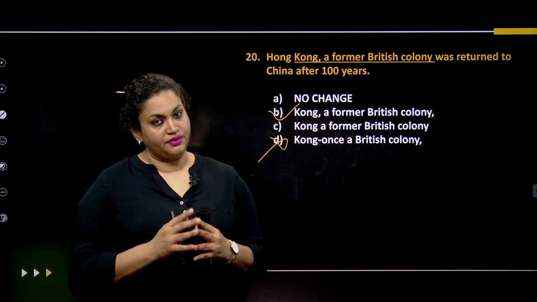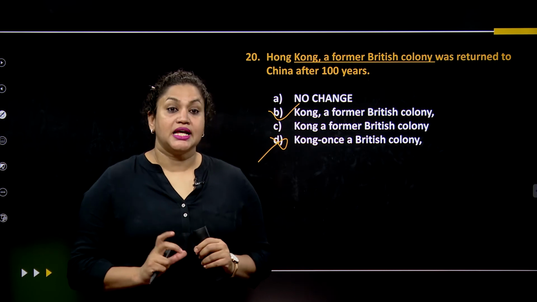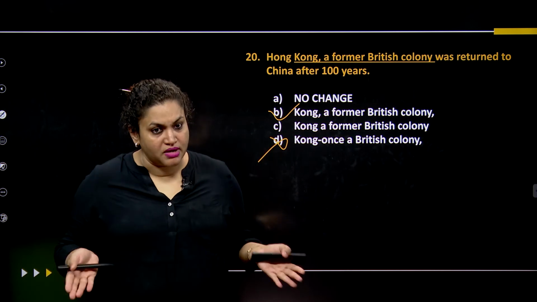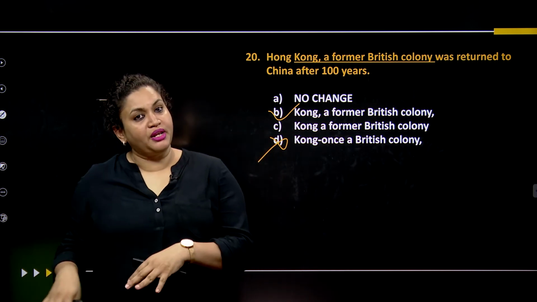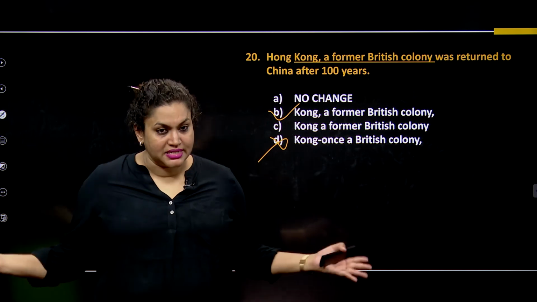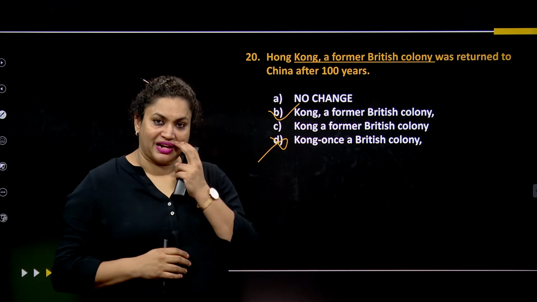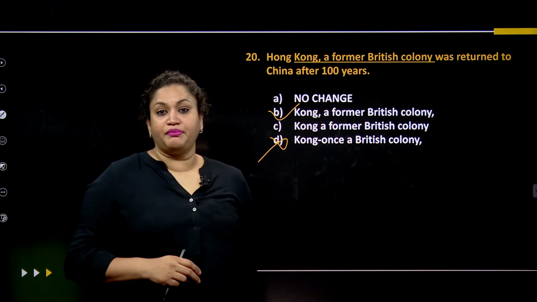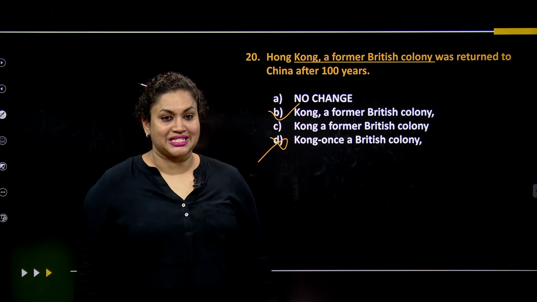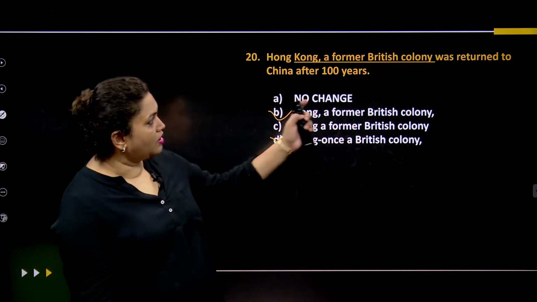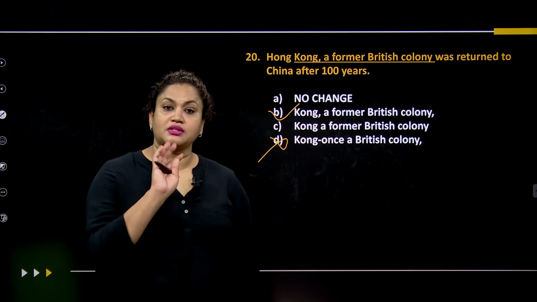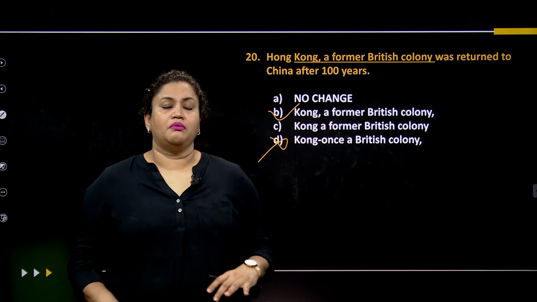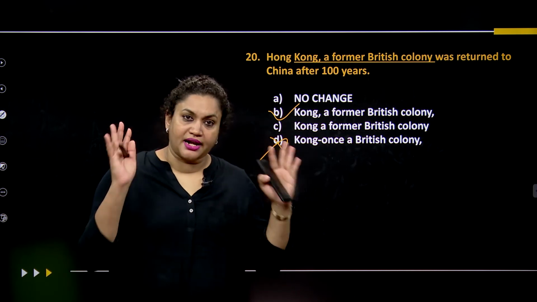So, you have seen in all the questions that I have removed all the asides. You should understand that if there is information between two commas, that information can be removed and still the sentence will make complete sense. That is what non-restrictive or parenthetical element means. Therefore, even if a former British colony is not existent, still Hong Kong was returned to China after 100 years makes sense. Yes, having this piece gives extra information about Hong Kong, but even without it, it can completely stand on its own.